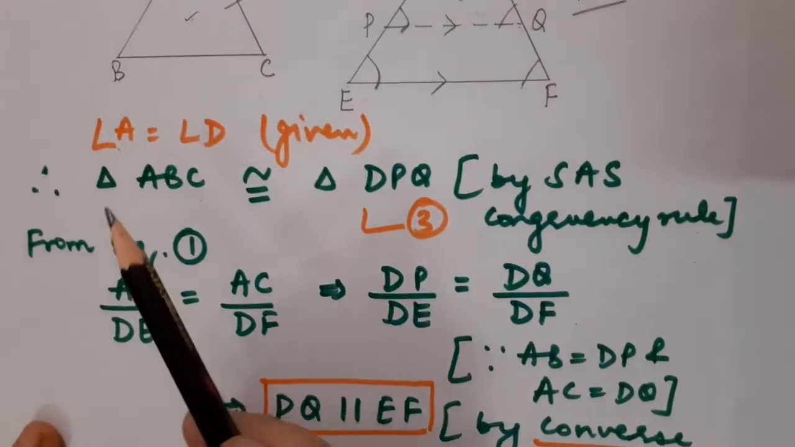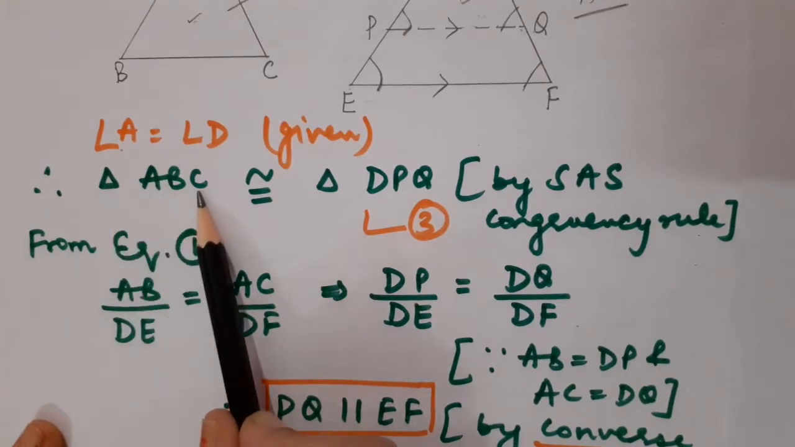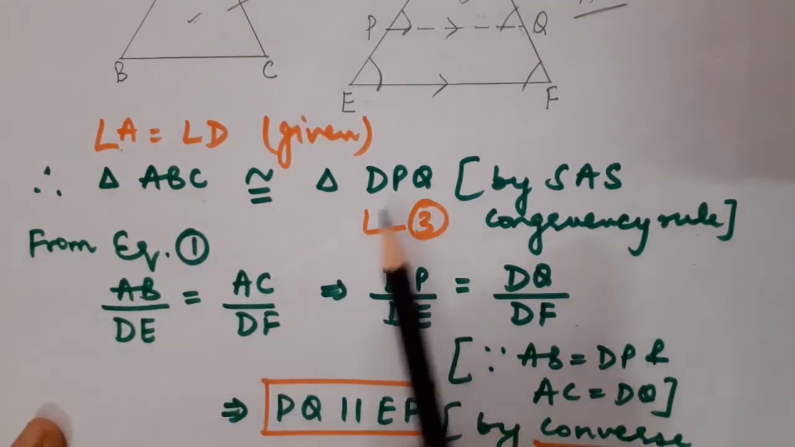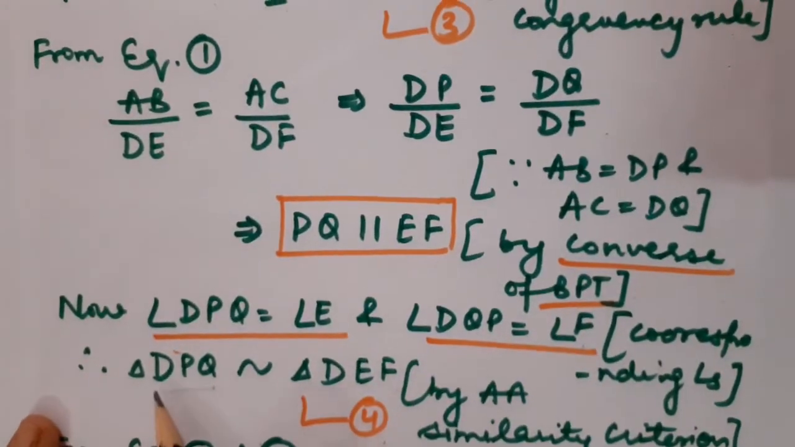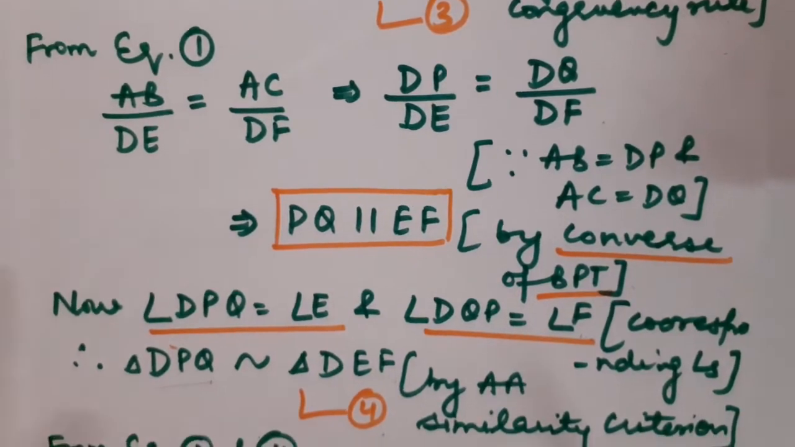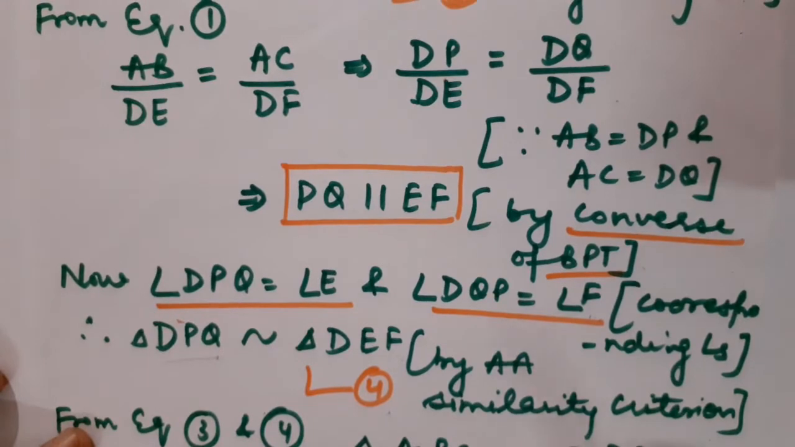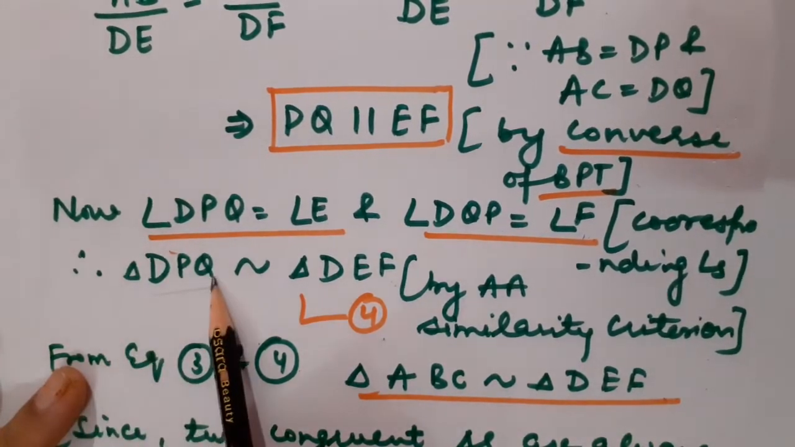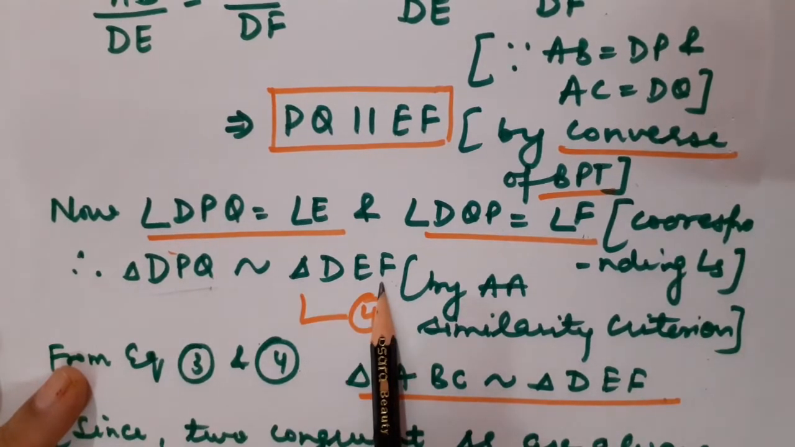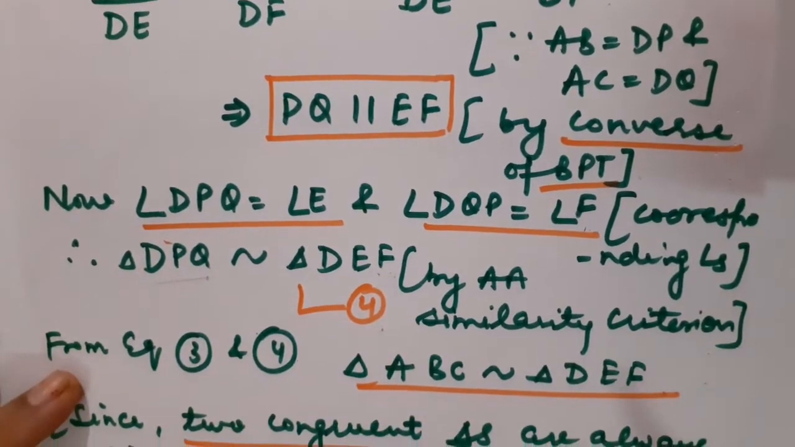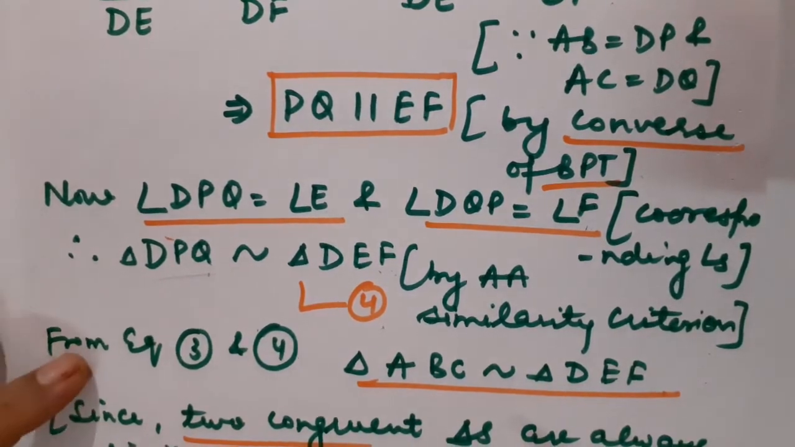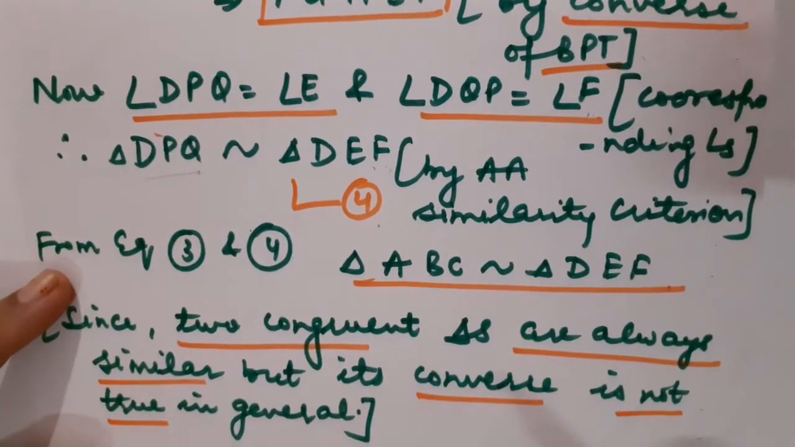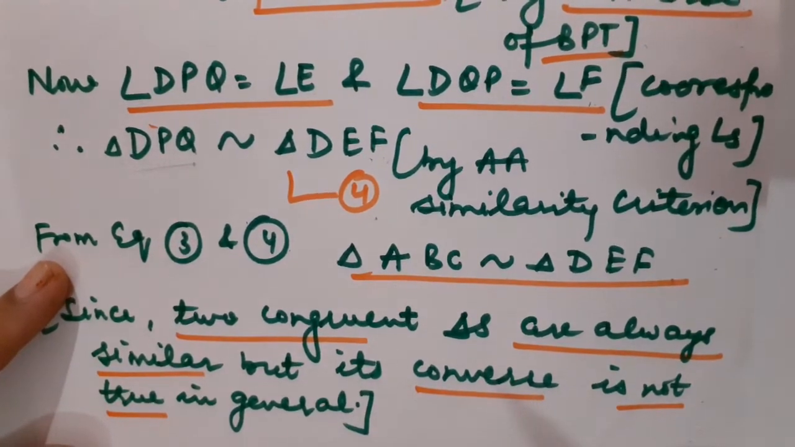In equation number 3, it was explained that triangle ABC is congruent to triangle DPQ. And in equation number 4, I have proved that triangle DPQ is similar to triangle DEF. So from equation number 3 and equation number 4, we can conclude that triangle ABC is similar to triangle DEF. How? Because ABC is congruent to DPQ and DPQ is similar to DEF. And children, you know very well that whenever you have two congruent triangles, they are always similar. But its converse is not true.